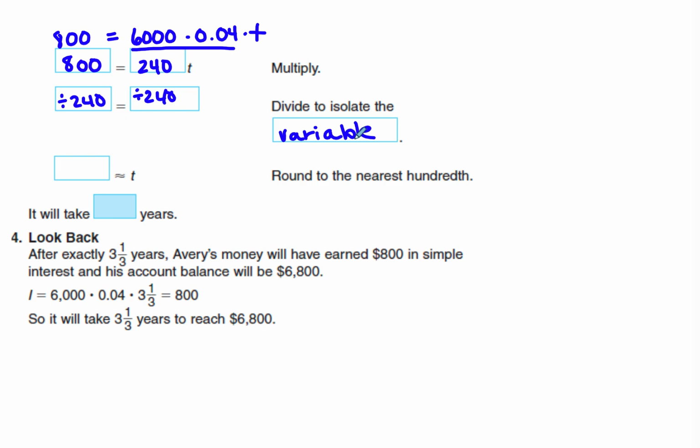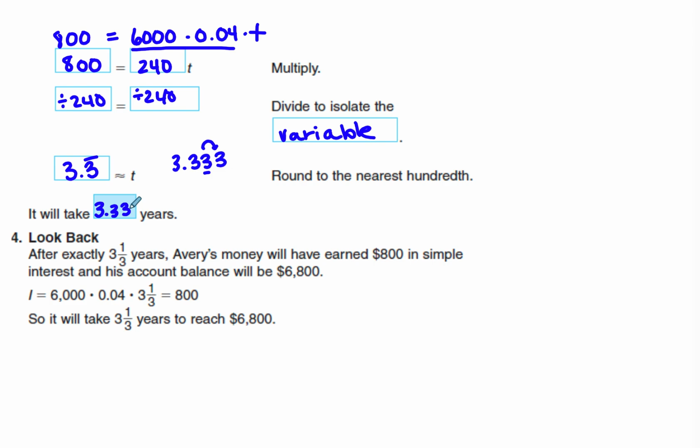Okay, so we have $800. We are dividing by 240. And we get 3.3 repeating. Here they say round to the nearest hundredth. So if I write it out, 3.333. Nearest hundredth, 1, 2. That's the hundredths place. That 3 there tells me that this is going to stay a 3. So 3.33 years. Okay, and then we go back and look.